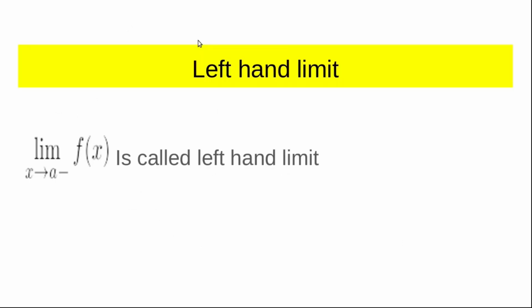Now we have to determine the condition for the existence of limit. Before that, first of all, we have to define left-hand limit. Let f of x be a function and a is a real number. Limit f of x, x tends to a minus is called left-hand limit.